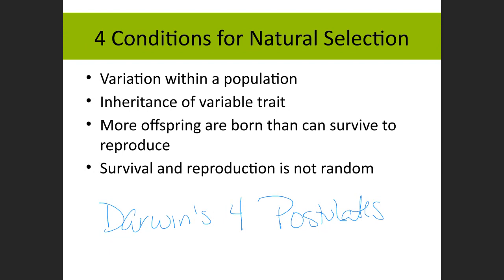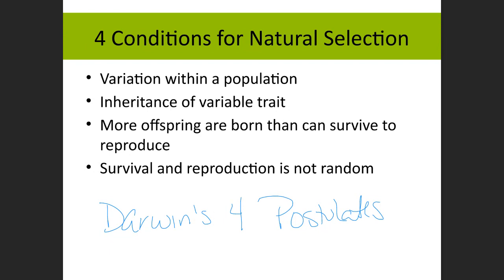The third condition is that more offspring are born than can survive to reproduce, right? So not everybody reproduces. We saw that with those rabbits, right? 10 rabbits, but only 5 reproduced one time and only 2 reproduced the next. Everybody doesn't reproduce equally. Some have more offspring, some have less offspring.